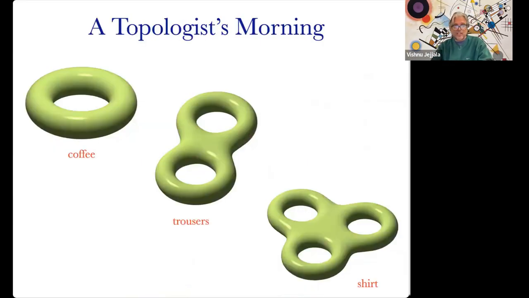A topologist's morning consists of a cup of coffee, putting on his trousers, and putting on the shirt. These are objects of genus 0, genus 1, genus 2, and genus 3.